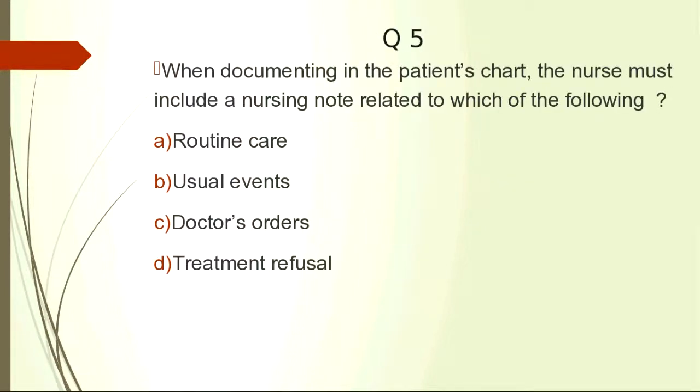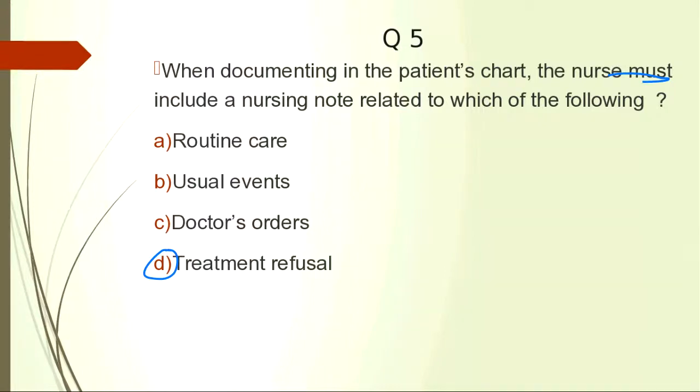Okay, when documenting in the patient chart, the nurse must include a nursing note related to each of the following: routine care, usual events, doctor's orders, treatment refusal. So what must we include? The answer here is D, treatment refusal, because routine care and usual events, from the name, they are routine. It's what happens every day. So this is not something that needs to be documented.